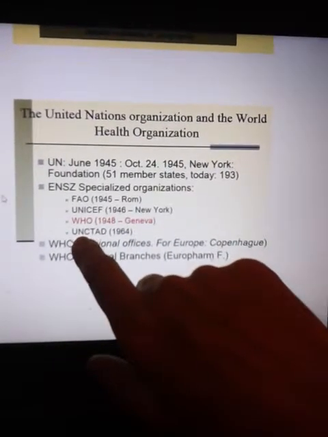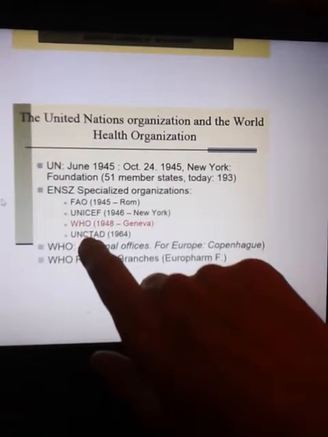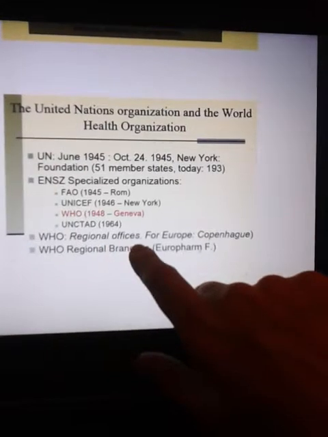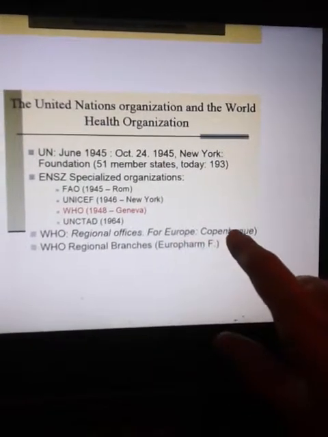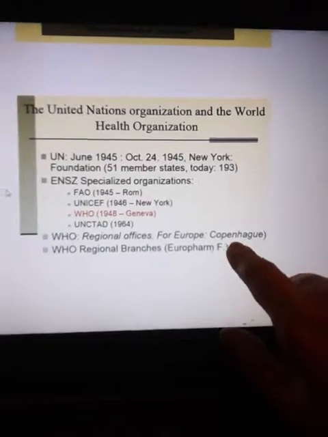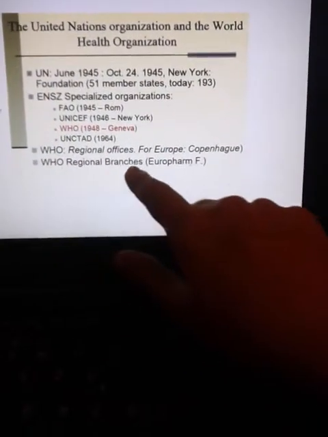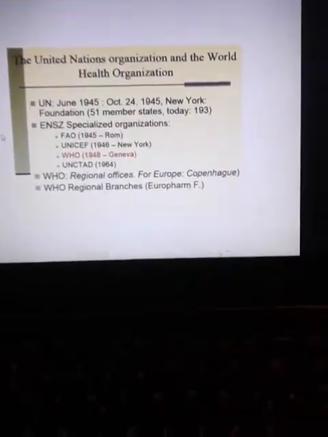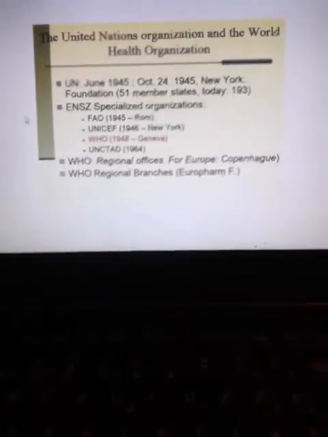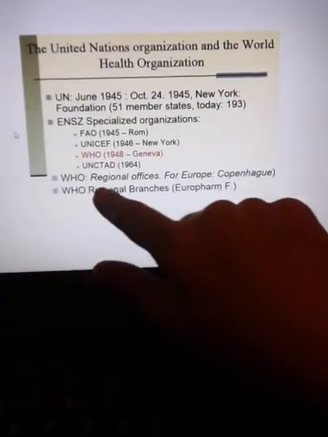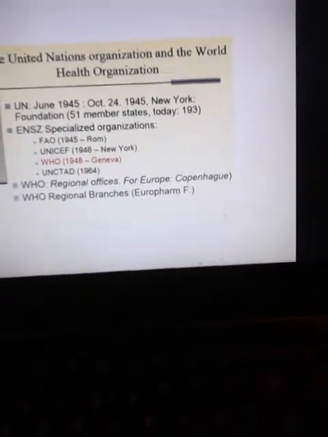و UNCTAD در 1964. WHO has a regional office for Europe and the center is Copenhagen. مرکز WHO در اروپا کوپنهاگن. WHO regional branch is Eurofarm Forum. مرکز WHO تو خاورمیانه تهرانه. WHO regional office for Europe is Copenhagen. اوکی. WHO regional branch Eurofarm Forum که گفت میده به سیندیکا.